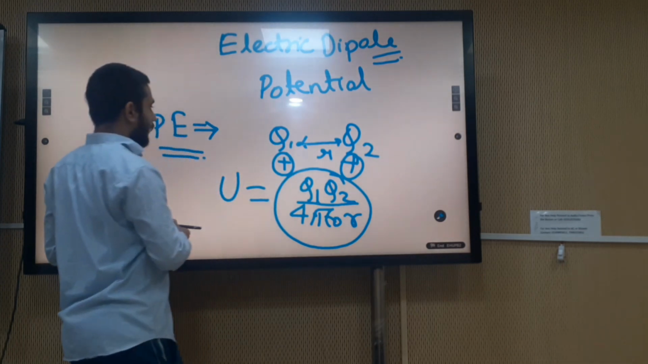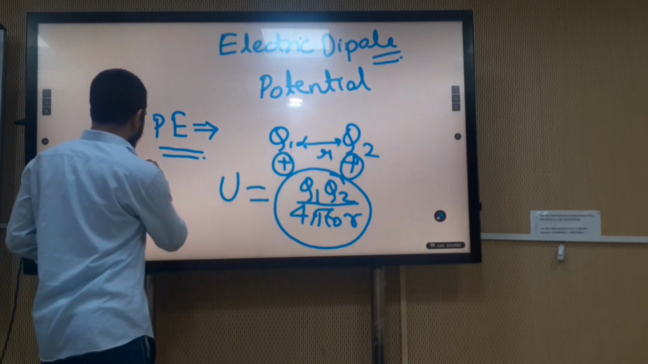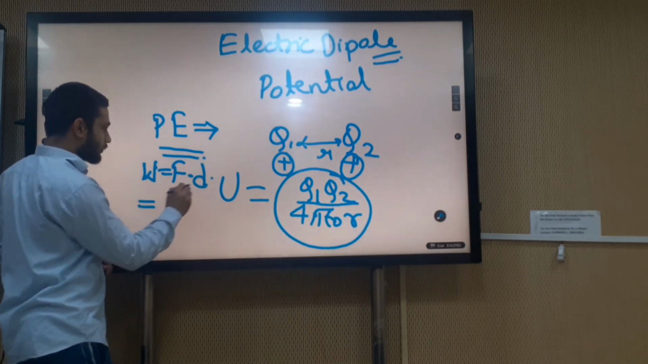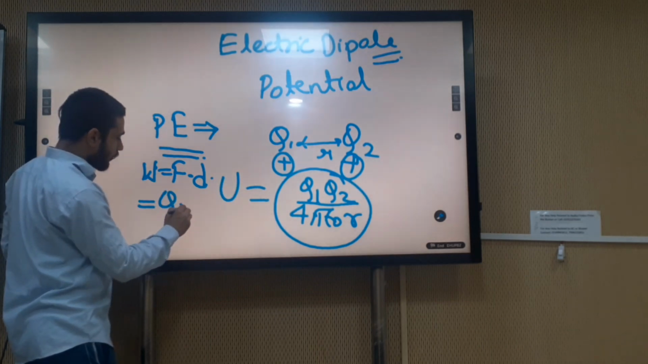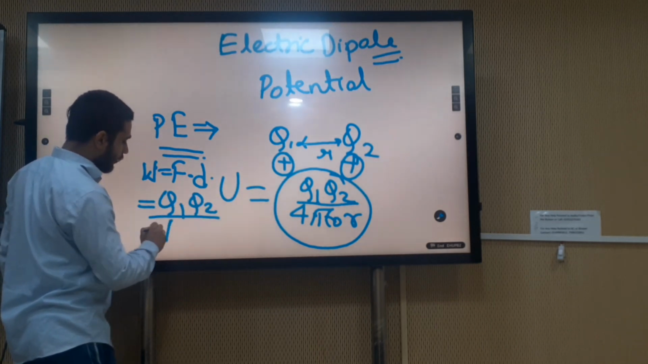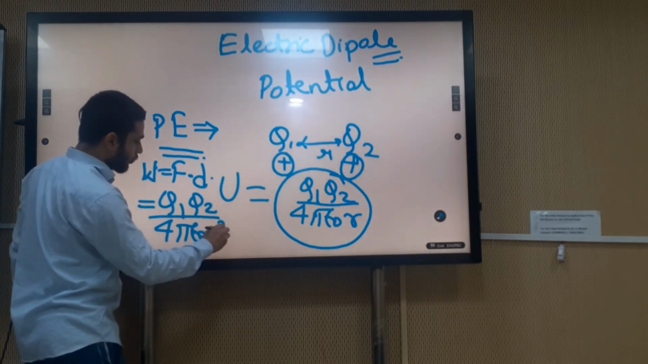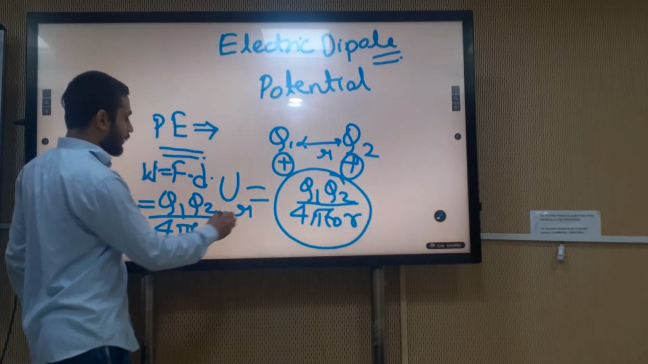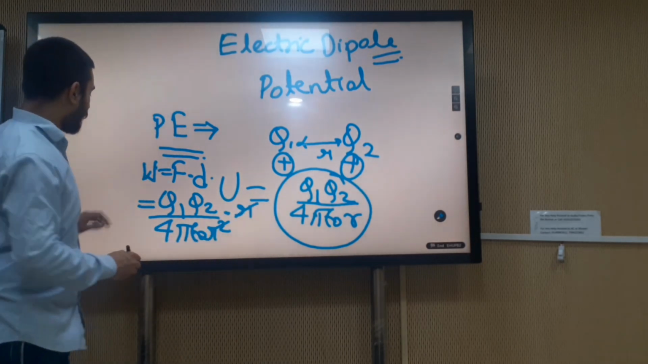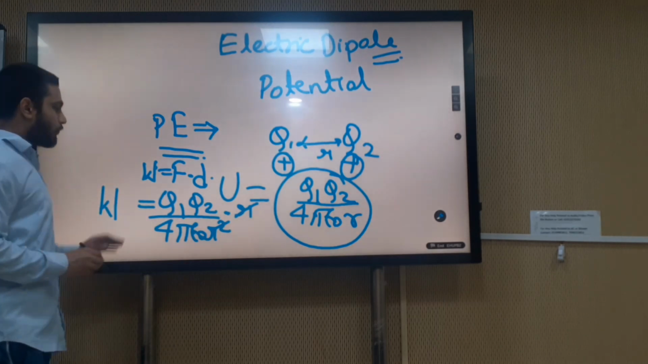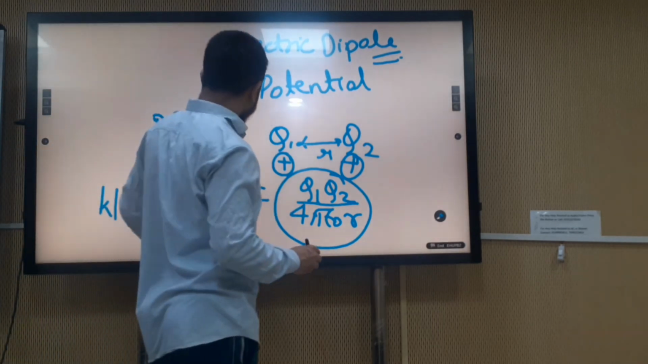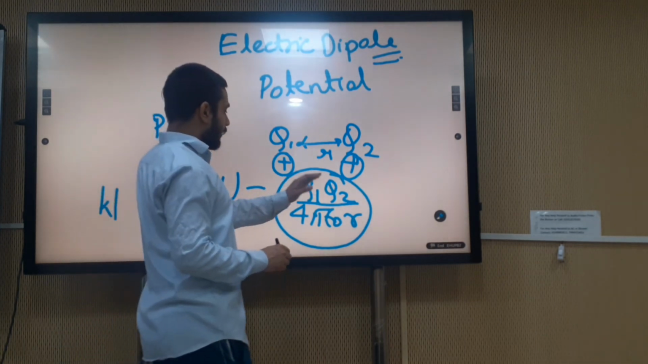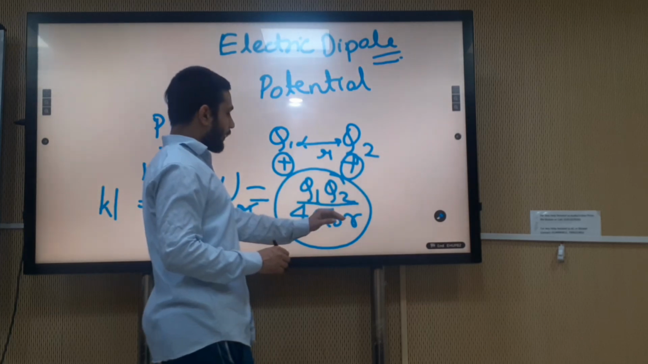We know that the work done is equal to force into displacement. And the force for these two particles is Q1 Q2 upon 4 pi epsilon naught r square. So this is the force, and the distance is r. So r and r get cancelled, and the work done will be this. Work done is equal to the potential energy between the two particles. So this came out to be Q1 Q2 upon 4 pi epsilon naught r.